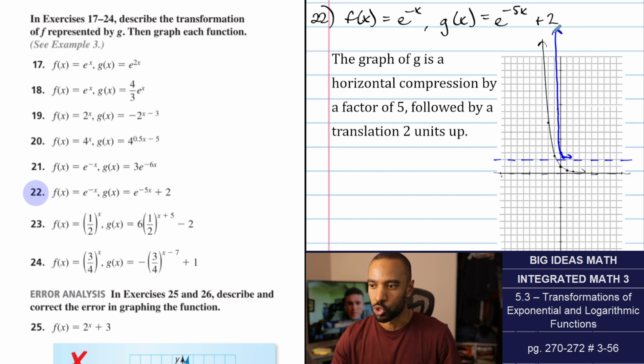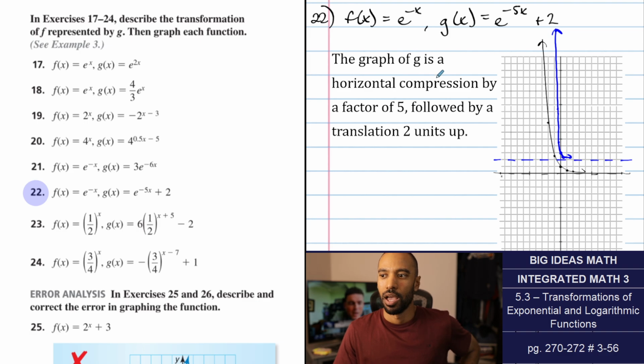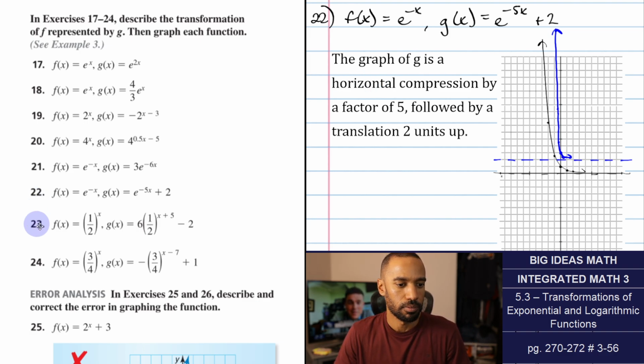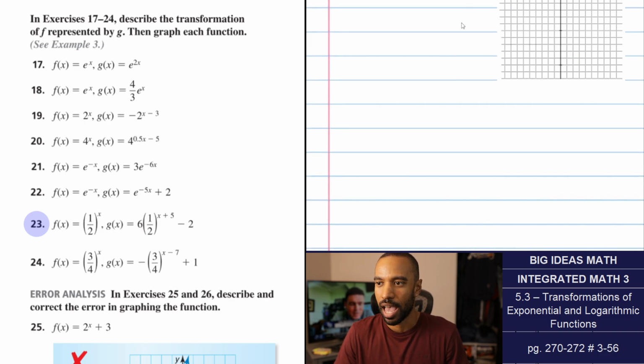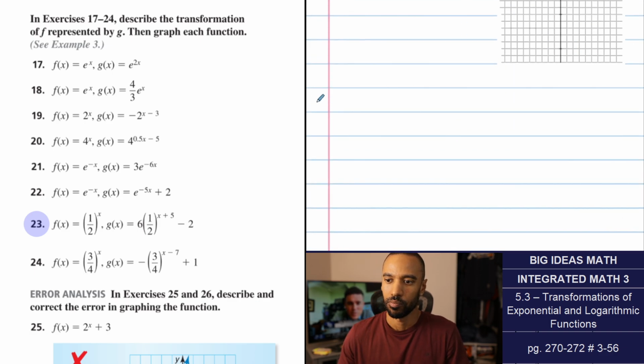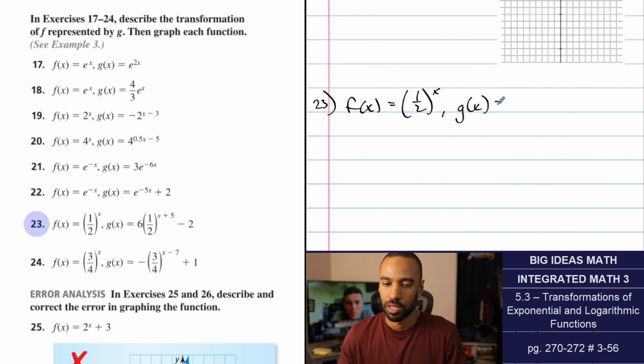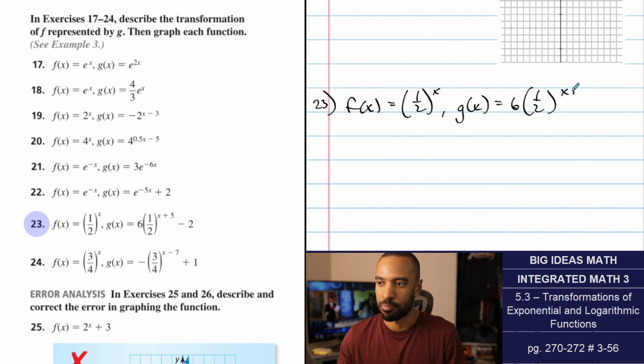Even though there was some vertical stretch factor on the other one, this one doesn't seem to have that. It's still super tall, guys. Okay. Numbers 23 and 24, we get a little bit less E happy. Number 23, f of x equals 1/2 to the x power, g of x equals 6 times 1/2 to the x plus 5 power minus 2.